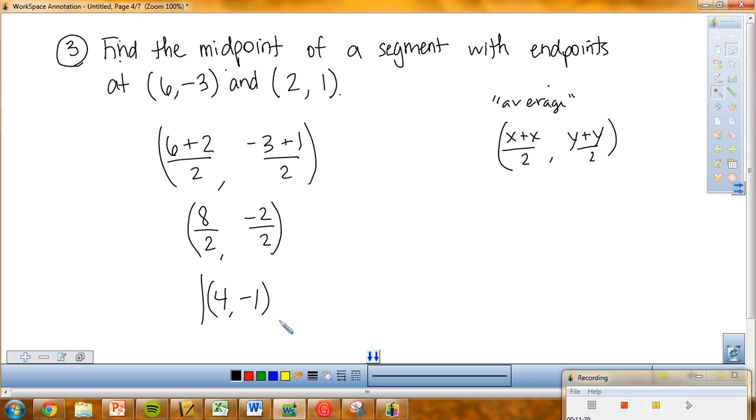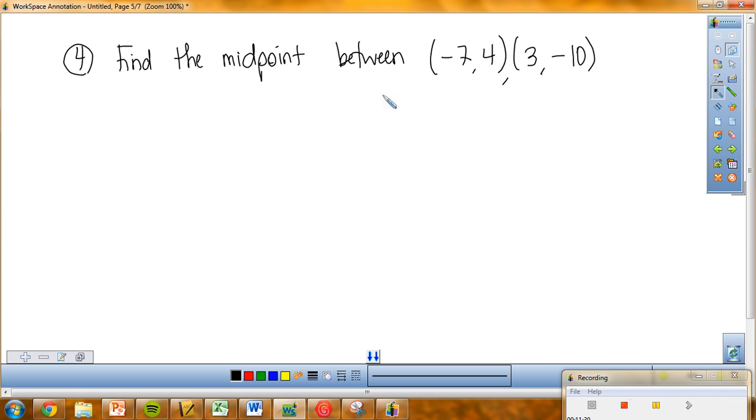And that's it. It's that easy. So anytime you see midpoint, just think average. Average the x, average the y. Let's try another example. Here they want us to find a midpoint between -7, 4 and 3, -10. So again, x plus x divided by 2, y plus y divided by 2.